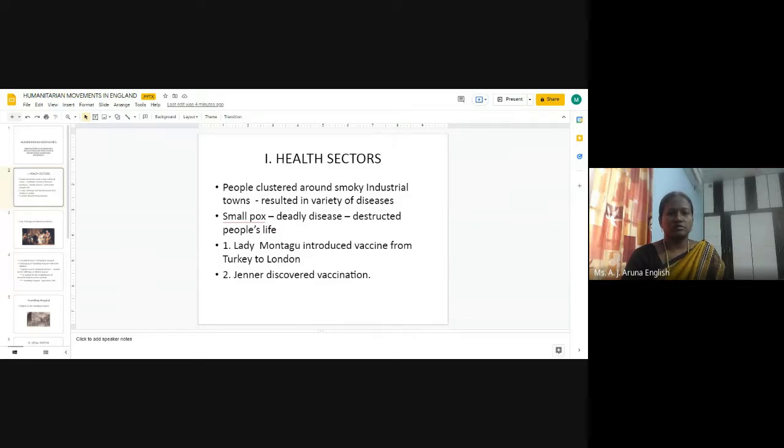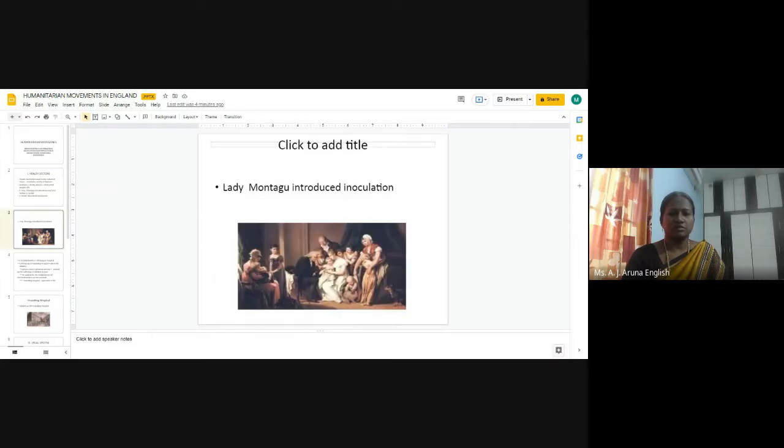Smallpox is considered one of the deadliest diseases. It destroyed people's lives. Lady Montagu introduced the vaccine from Turkey to London. Jenner discovered vaccination. This is a picture where you can see a doctor injecting a vaccine into a child.